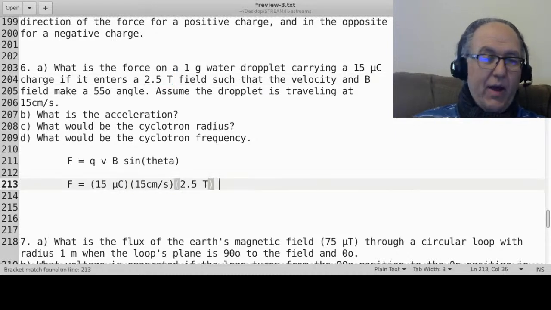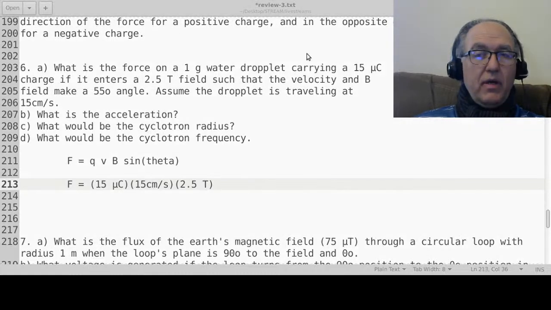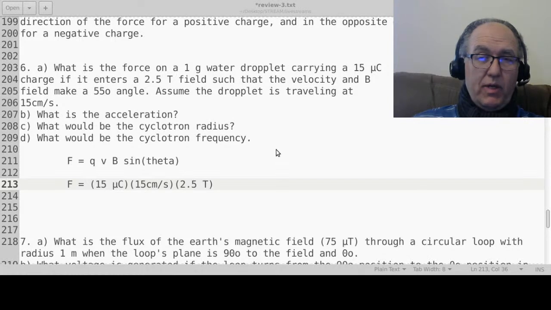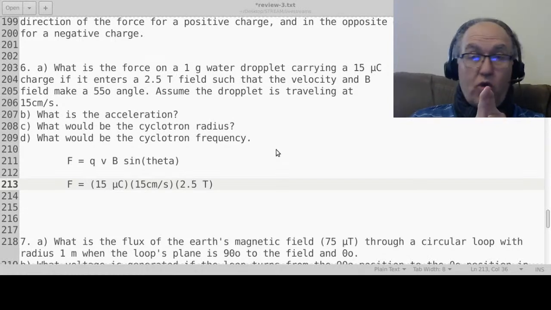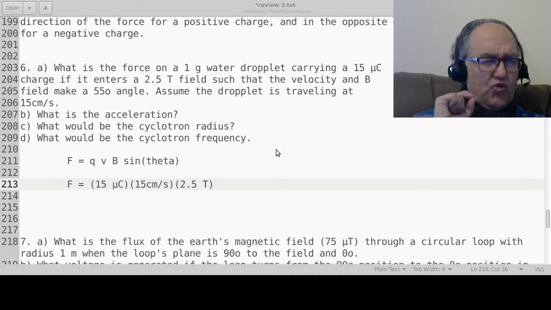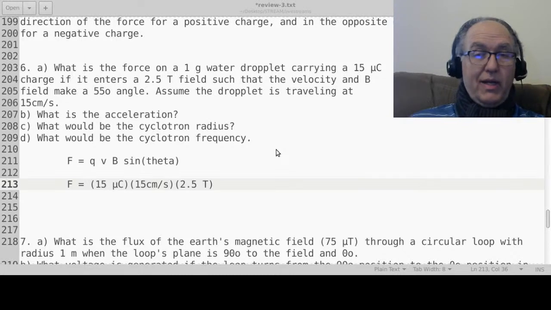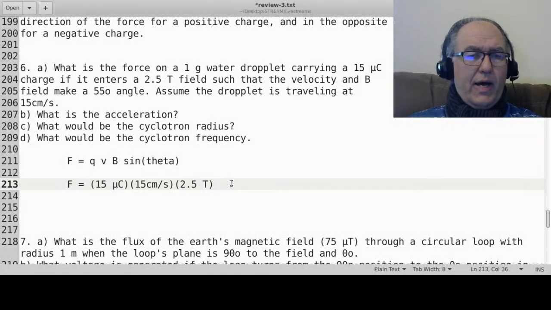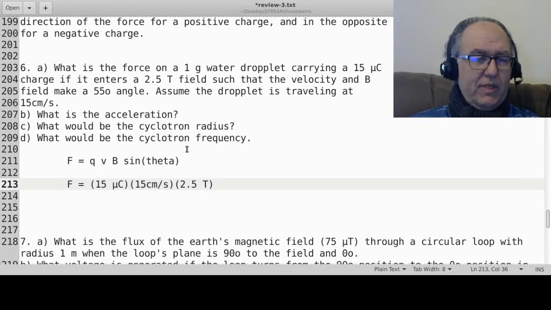Now that would be the force if the velocity and the B field were perpendicular, 90 degrees to one another. That's when you get the most out of the Lorentz force. If they're parallel, there's no force at all. If V and B are in the same direction, you're not going to get any force at all. You fire a charged particle into a magnetic field and it's traveling along the field lines, it doesn't know it's in a magnetic field. It's only when it crosses across these field lines. That's where this sine theta comes in. And I tell you that the angle is 55 degrees.